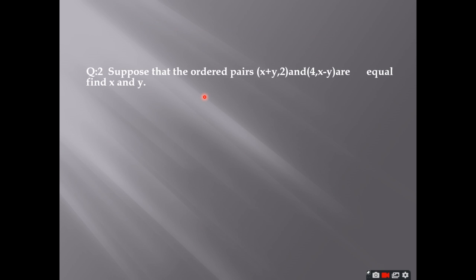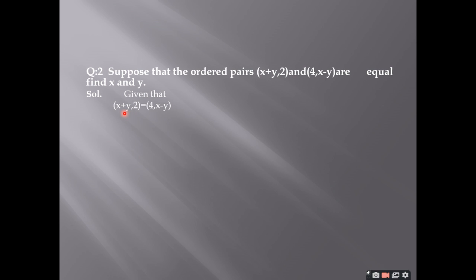Now the second question of your book, exercise 1.3, is: suppose that the ordered pairs (x plus y, 2) and (4, x minus y) are equal. Find x and y. Let's solve this question.